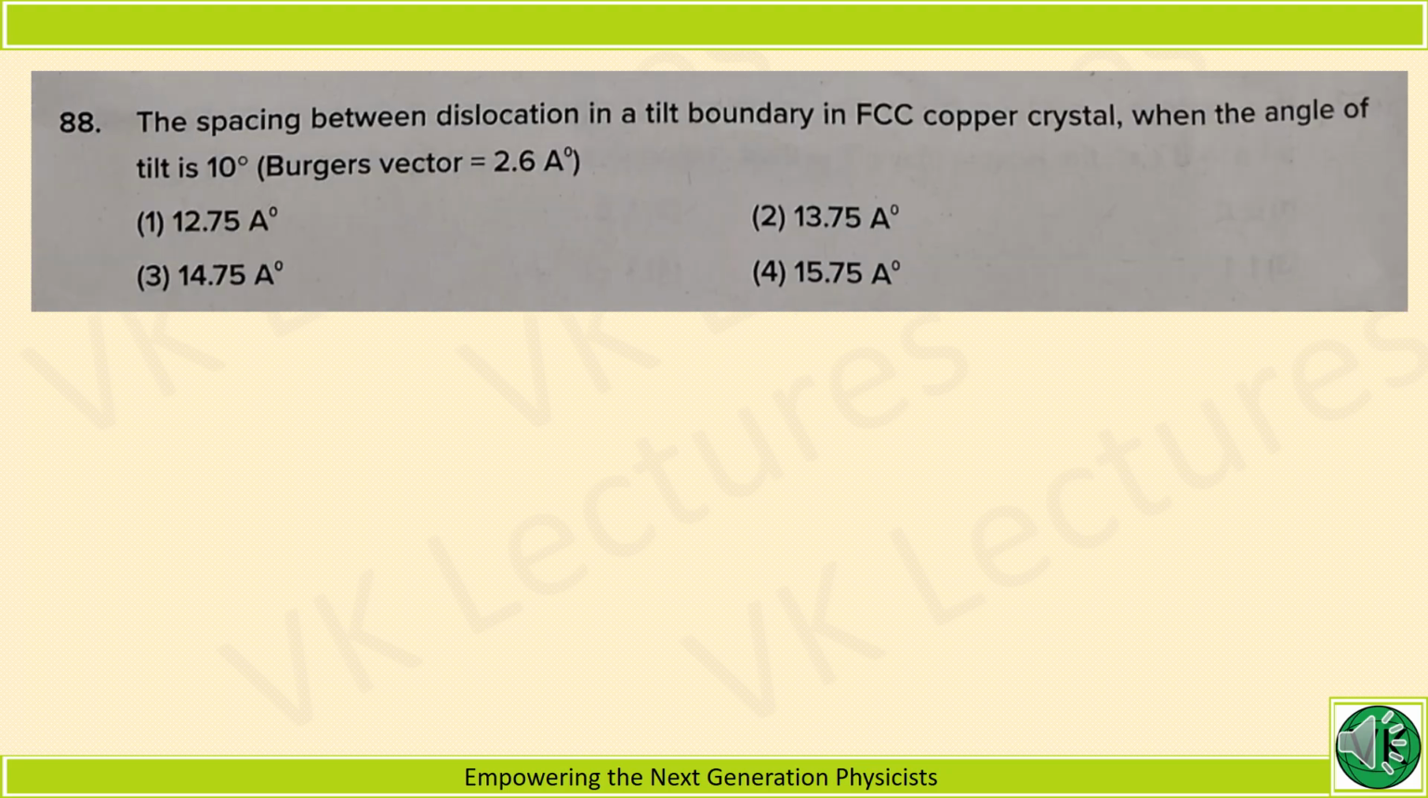The spacing between dislocations in a tilt boundary in FCC copper crystal, when the angle of the tilt is 10 degree and the Burgers vector can be taken as 2.6 Angstrom. The correct answer is option 3, 14.75.